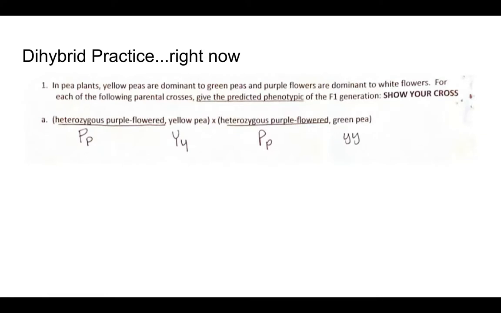If you haven't already, you need to write down the genotypes of your parents. Here's parent number one, heterozygous purple and heterozygous yellow pea. Here's parent number two, heterozygous purple, green pea. Now that we have our genotypes, remember we have to figure out what kind of gametes mom and dad can make. And so that's our FOIL method for each one of these genotypes.